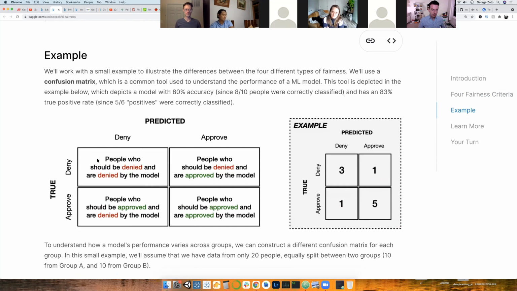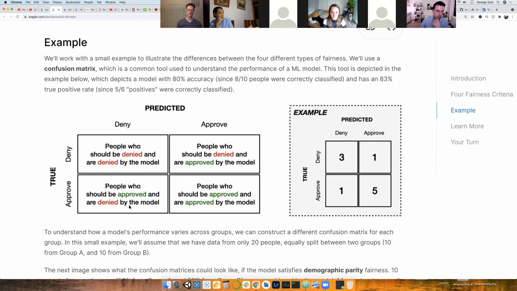If both match, so the truth is deny and our model predicts deny, then these are people who should have been denied and are denied by the model. If the state is true and our model also predicts true or approve, then these are the people who should have been approved and are approved by the model. I think this language is more appropriate for that loan example. Now, let's say the source of truth is true, approved, but our model is denying them for whatever reason. Then this is the population of people who should have been approved but are denied by our model.